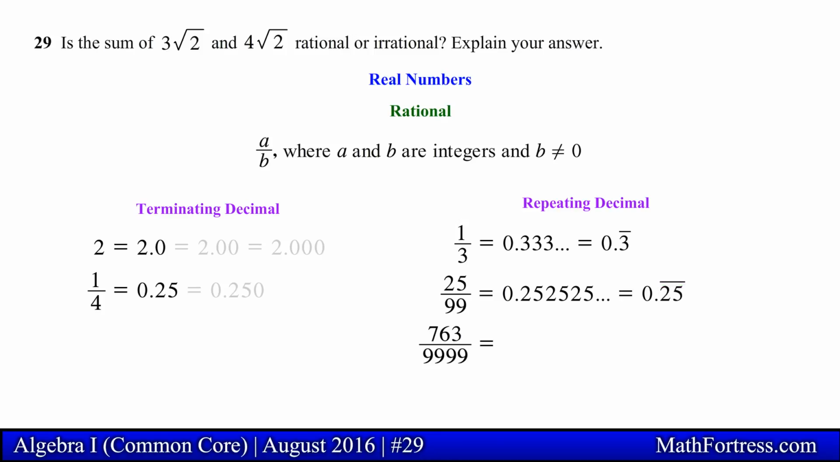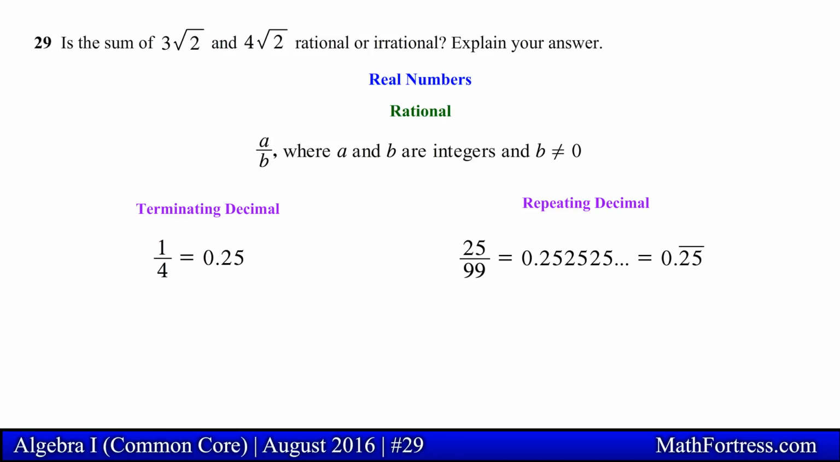In the same manner, the rational number 763/9999 has the following decimal representation: 0.076307630, and so on. This one has 4 digits repeating indefinitely.